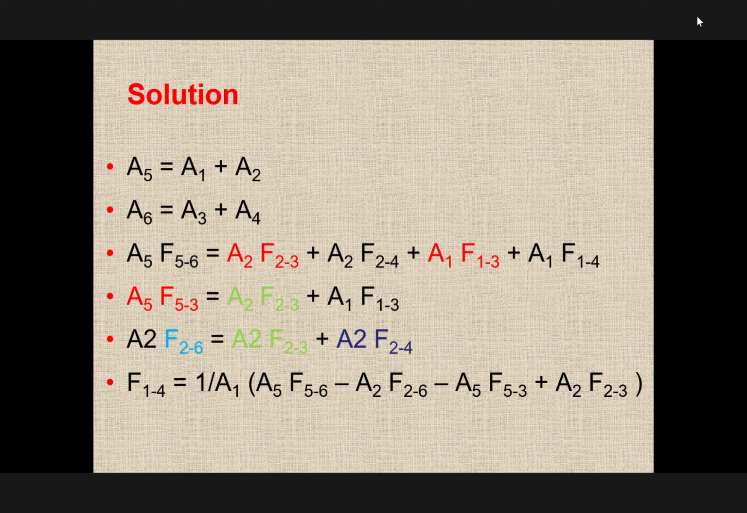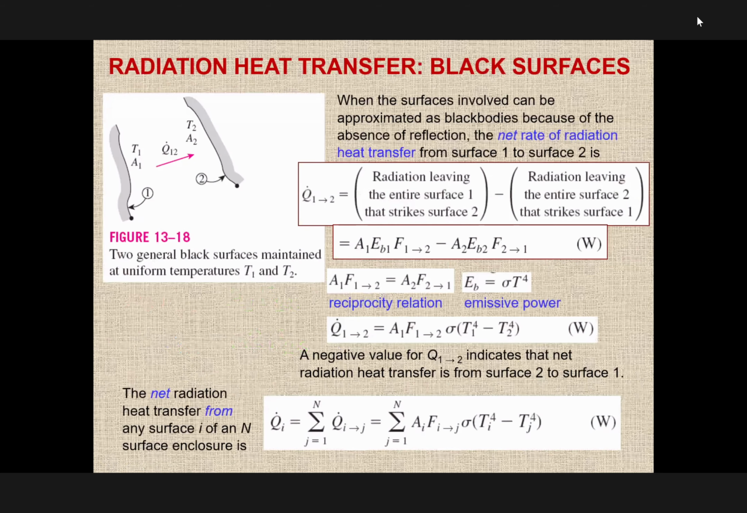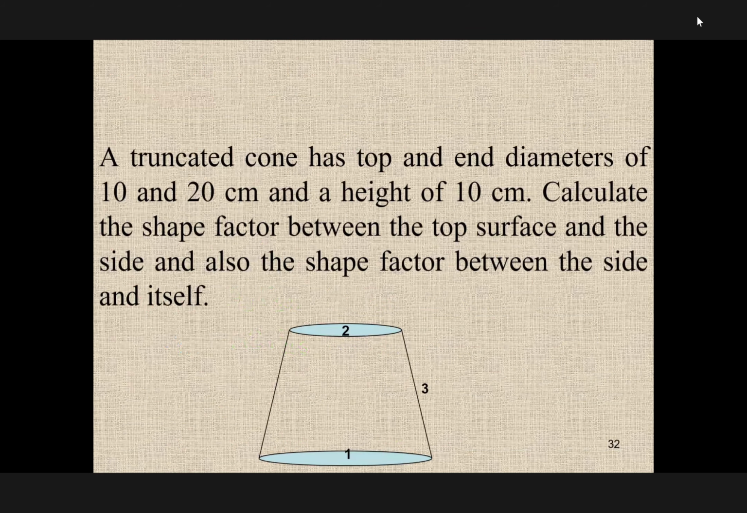No problem. Let me see if you have any question for me or not. If not, let's look at here. A truncated cone has top and end diameters of 10 centimeters and 20 centimeters, and a height of 10.